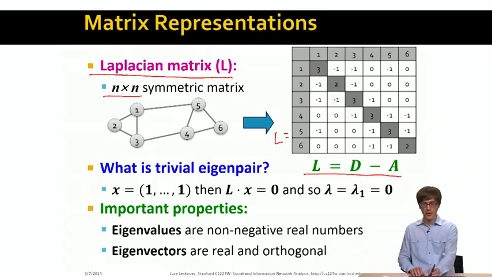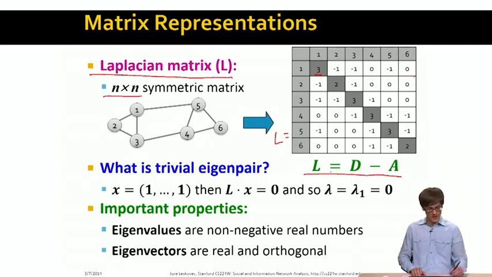What are some properties of this matrix? For example, one property that we notice is that the sum of entries in every row equals 0, right? Because the number of -1s that we have in every row is exactly the degree of the node, and on the diagonal we have the positive degree of that node, so the two things cancel out. So each row and each column of this matrix sums to 0.